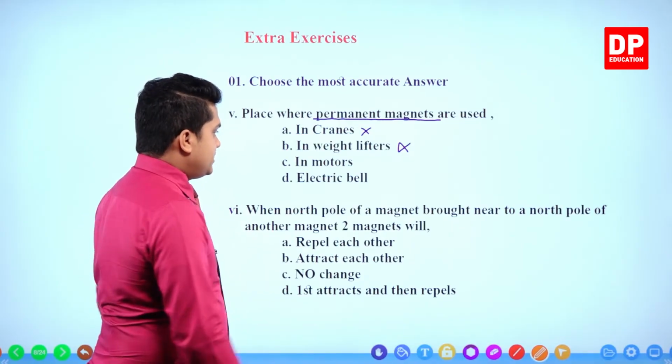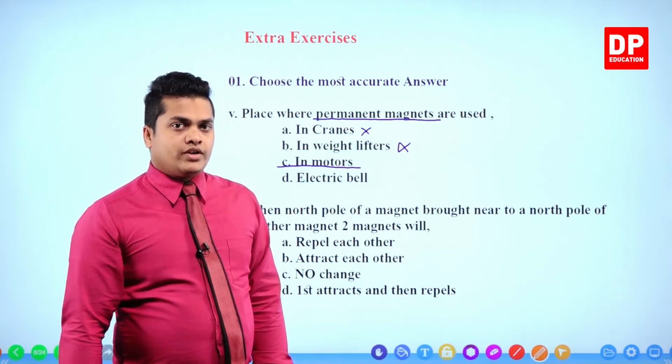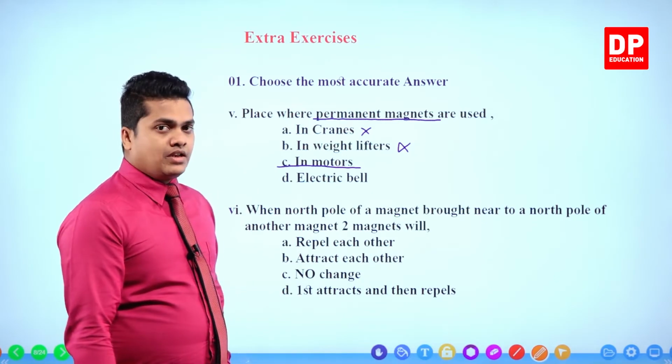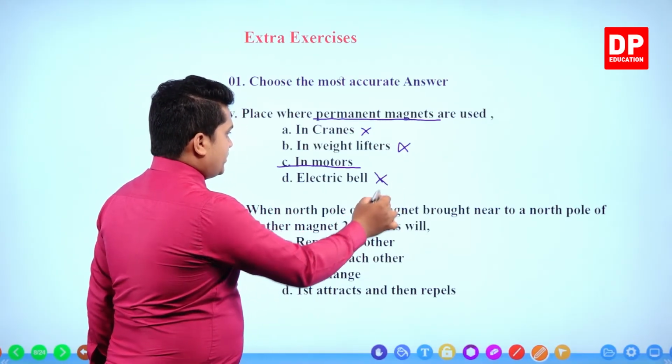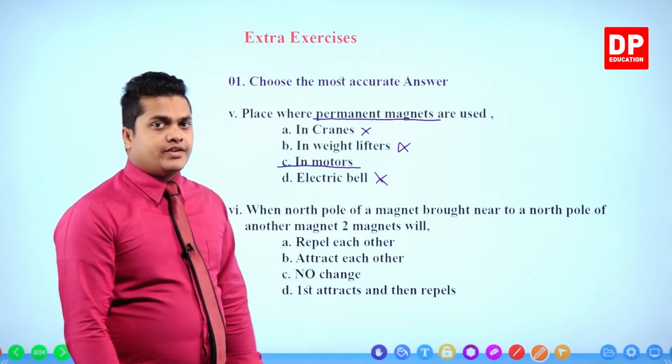In that instance also we use the electromagnets. In motors, yes, this is the answer. When you take a simple motor, right, in a motor we use permanent magnets. Then the fourth one, electric bell, that is also incorrect. So the correct answer is motors. In motors we use permanent magnets.